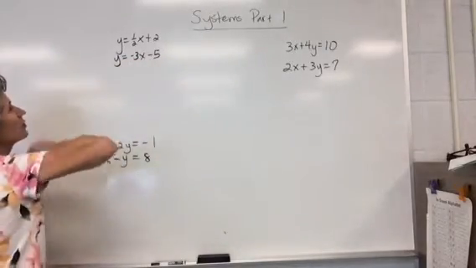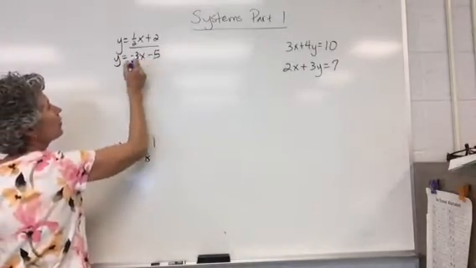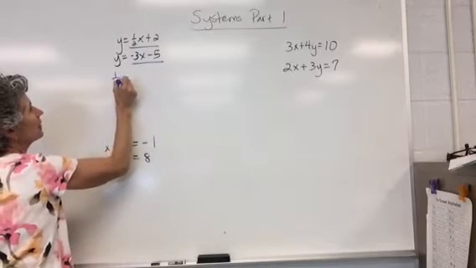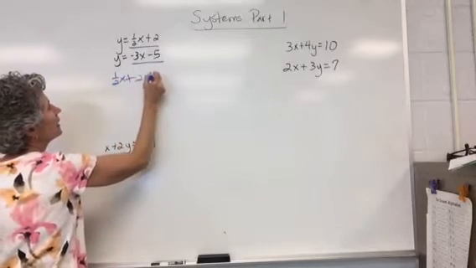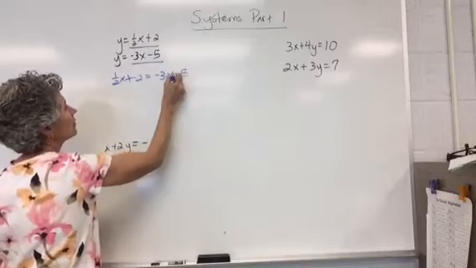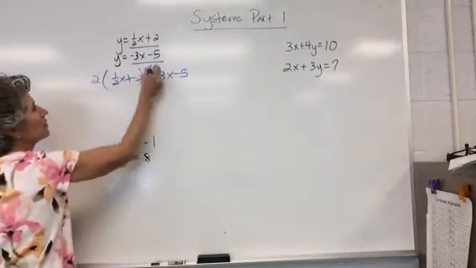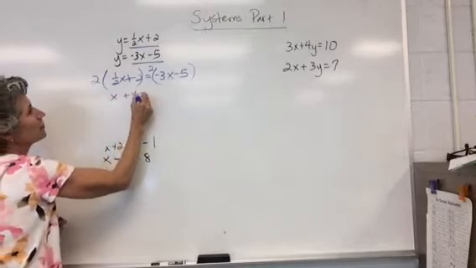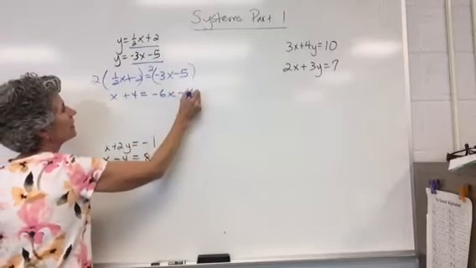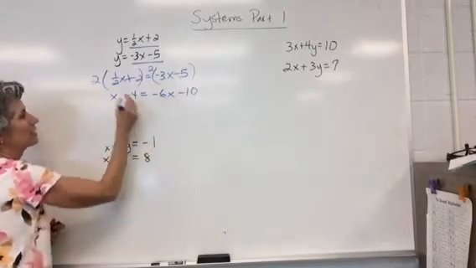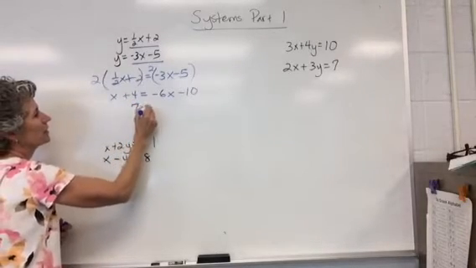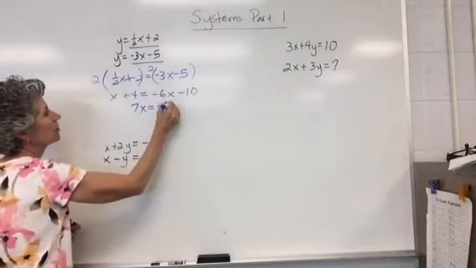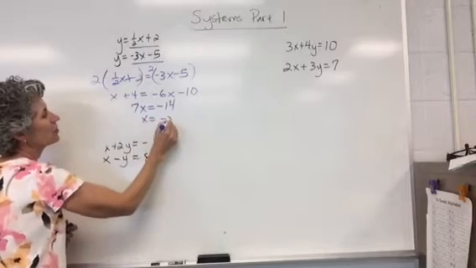In this one here, you're saying that y is this and y is also this, so they must be the same. Half x plus 2 is negative 3x minus 5. Multiply both sides by 2. You eliminate that fraction, one way to do it. x plus 4 is negative 6x minus 10. So we'd add the 6x to each side, so 7x, subtract the 4, and x is negative 2.